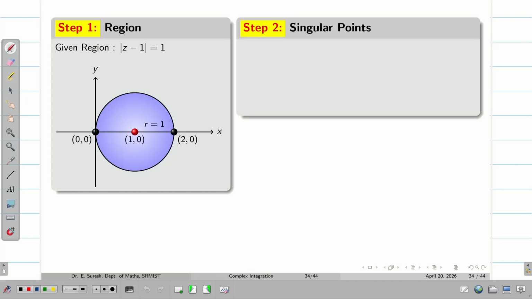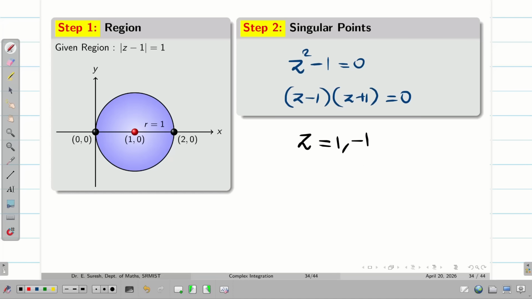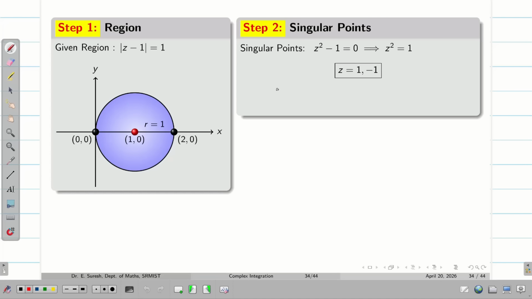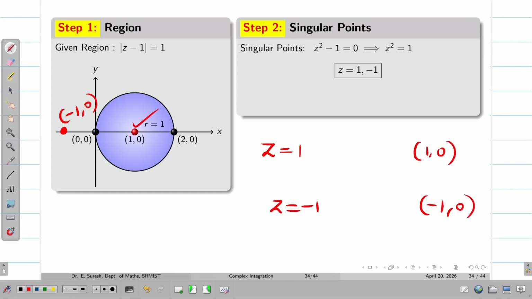Step 2, singular points. Take the denominator z square minus 1 equal to 0, that is (z minus 1) into (z plus 1) equal to 0. Therefore, the singular points are 1 and minus 1. Luckily, in this problem we can easily verify this. z equal to 1 means the point (1, 0), it lies inside C, and z equal to minus 1 means the point (minus 1, 0). Obviously, it lies outside C.